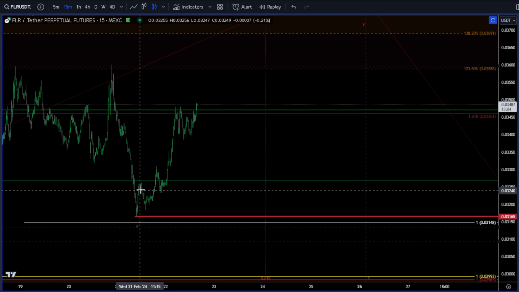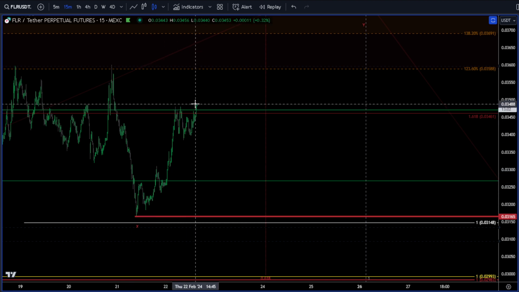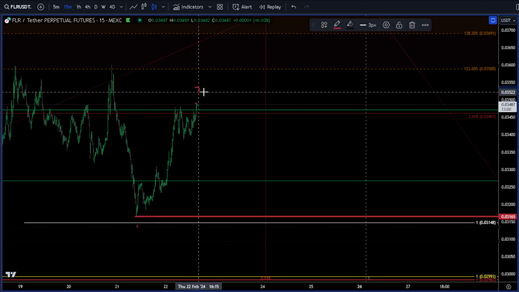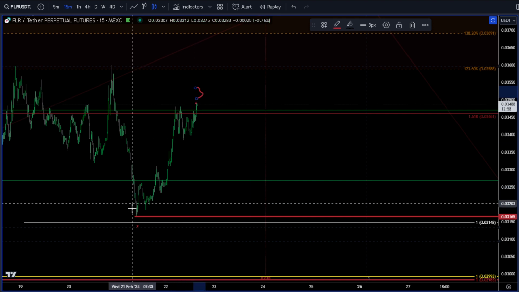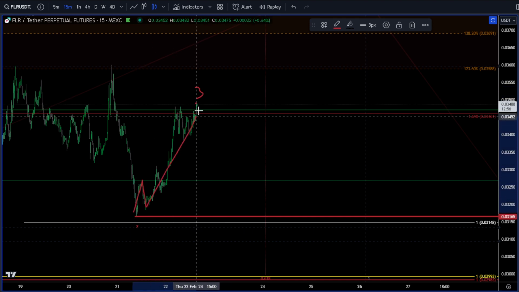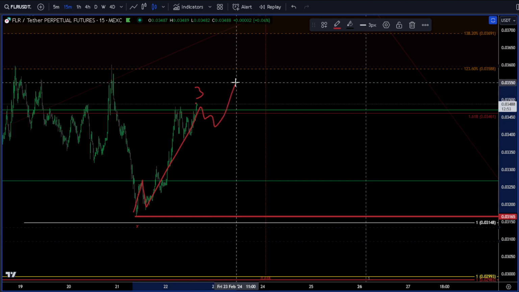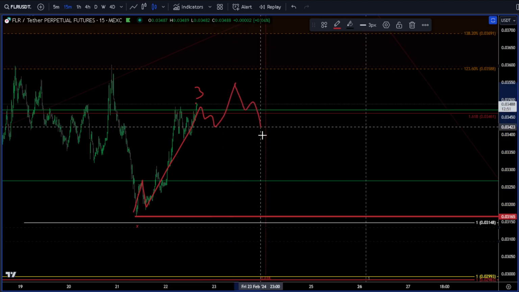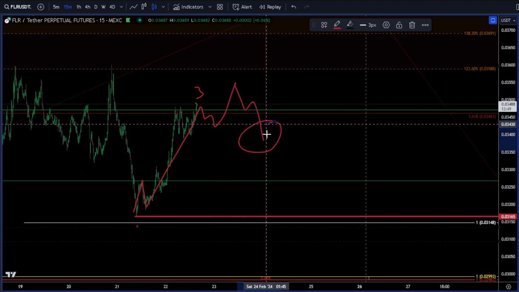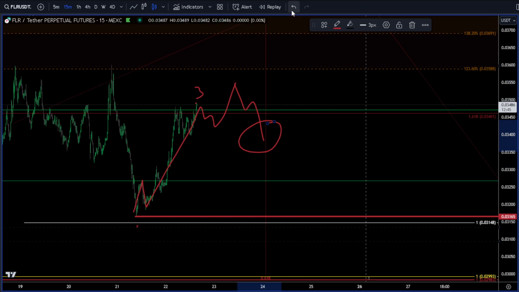Looks like a 1, 2, 1, 2, 3, 4, 5. Looks like we're working on our 5th of our 3rd right now. 1, 2, 3, 4, 5. So yeah, probably tomorrow or the next day I might enter into a scalp here if we get this 5-wave move to the upside.